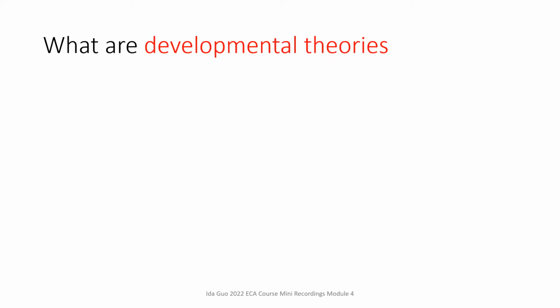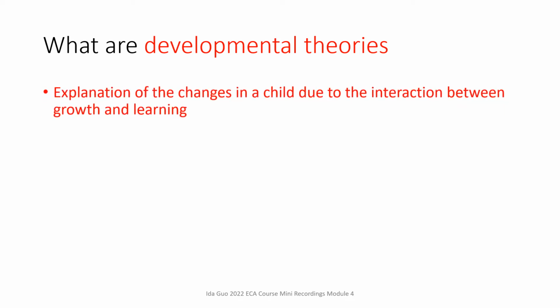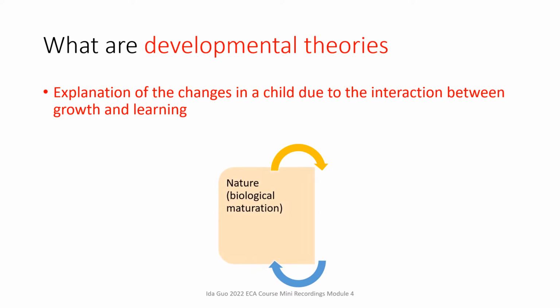Okay, so what are the developmental theories? The developmental theories are sort of an explanation of the changes in a child due to the interaction between growth and learning. So you'll see that's the interaction of two factors. So what is growth? Growth is basically the biological maturation, the nature part. And learning refers to the nurture, the environmental experiences.